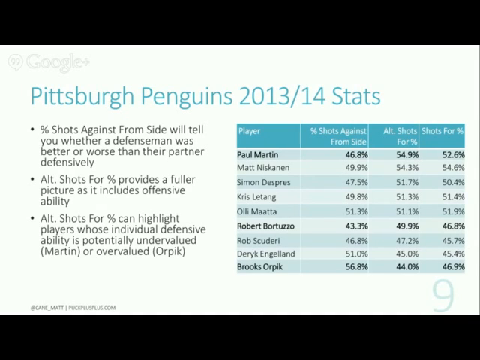But if we start to take into account the offensive side of things as well, and our alternate shots for percentage, we see that the players start to move around relative to each other. Paul Martin, who's actually second on the team in terms of shots for initially, when we modify it to look at how well he's defending his side of the ice, he actually becomes the best shots for player on the team last year. And not to pick on Brooks Orpik again, but he goes from the middle of the pack to being actually quite significantly the worst shots for percentage player on the team.